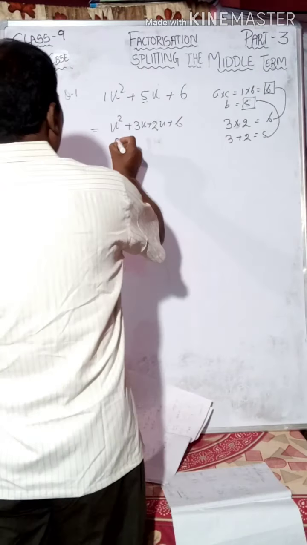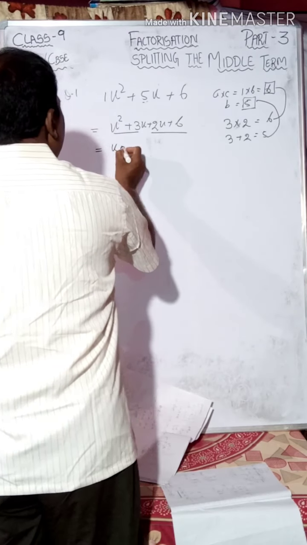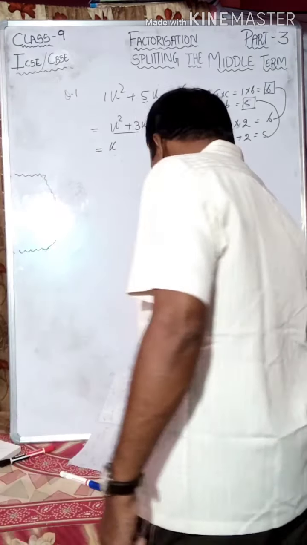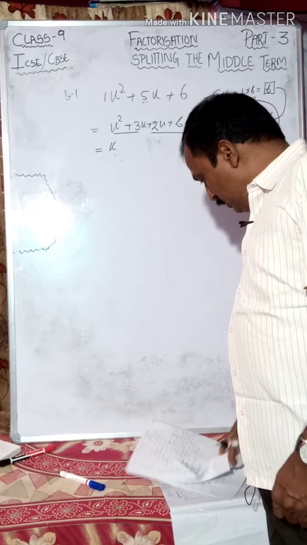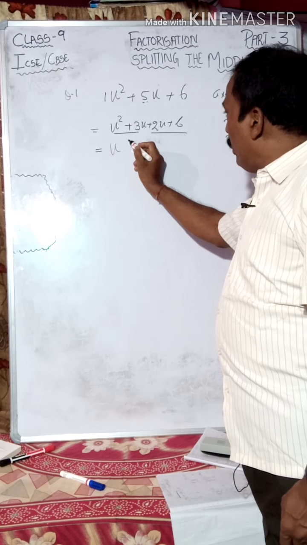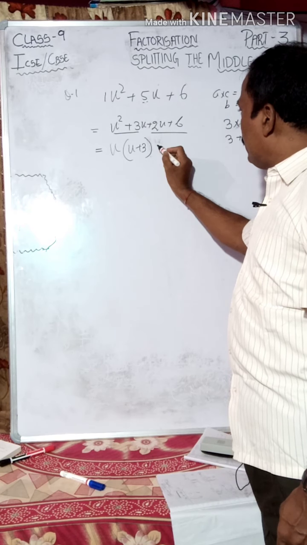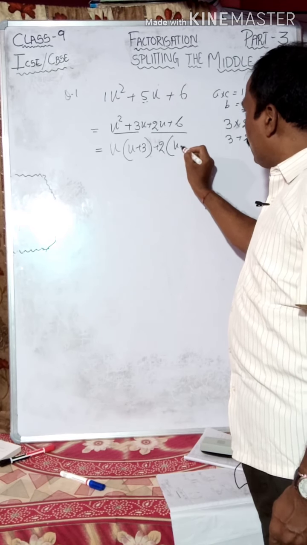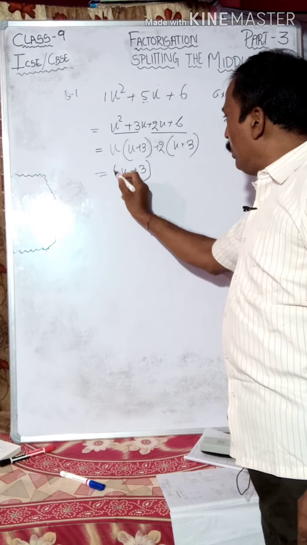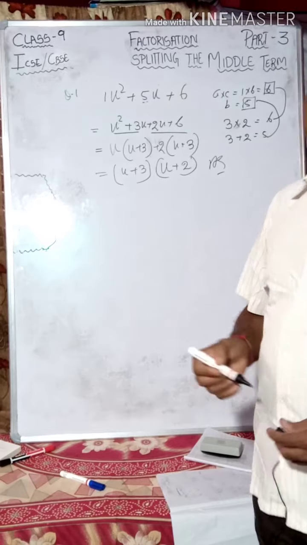Then it will be two groups. The first two terms make a group and the second two terms make a group. Here take x as common: x plus 3. And here in 2x plus 6, take 2 as common: x plus 3. Then x plus 3 is the total common factor, and the rest is x plus 2. That will be the factorization.